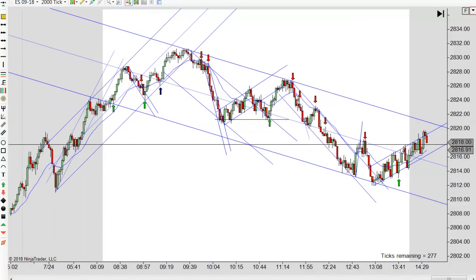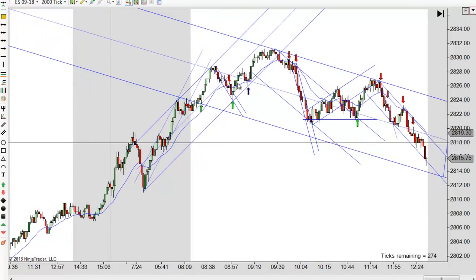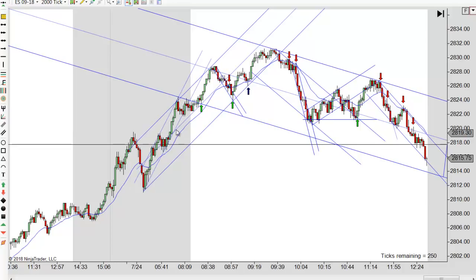So it didn't really get real clear till here. Most of this, you're probably better off to stay out. You do have a smaller channel here. I want to show you something else too. On the way up, there's a shorter term channel here, and then you got the two tiers here.